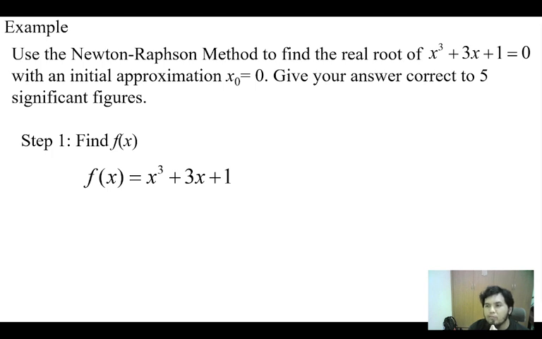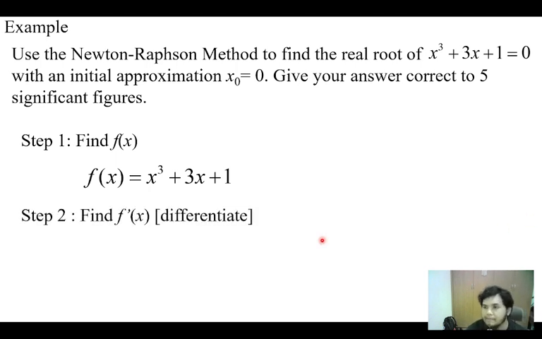Then you move on for step number 2. We have to get the f prime. F prime, we need to differentiate from your chapter number 1. Take a look at your notes on chapter 1. So f prime will give us the answer 3x squared plus 3.